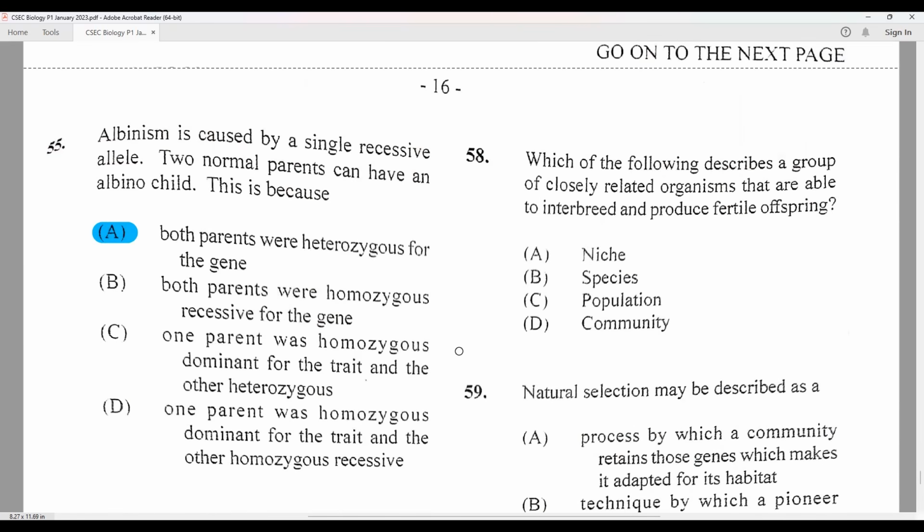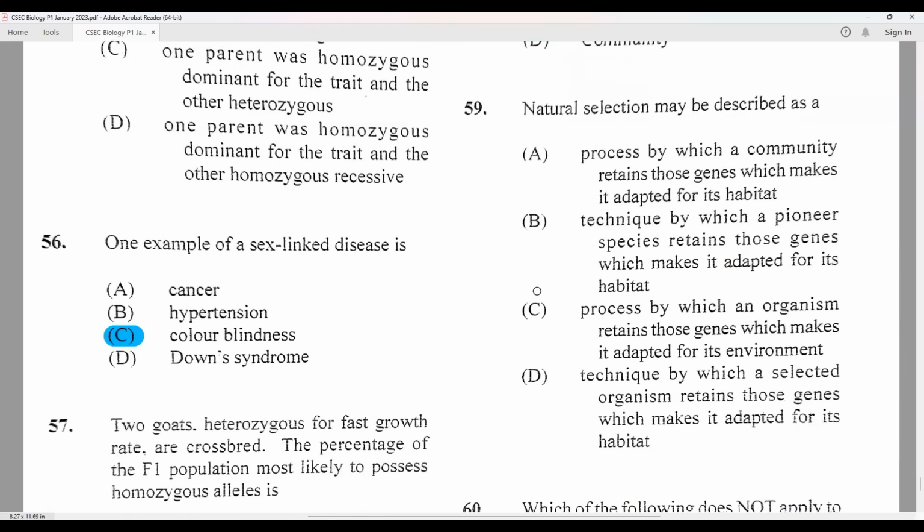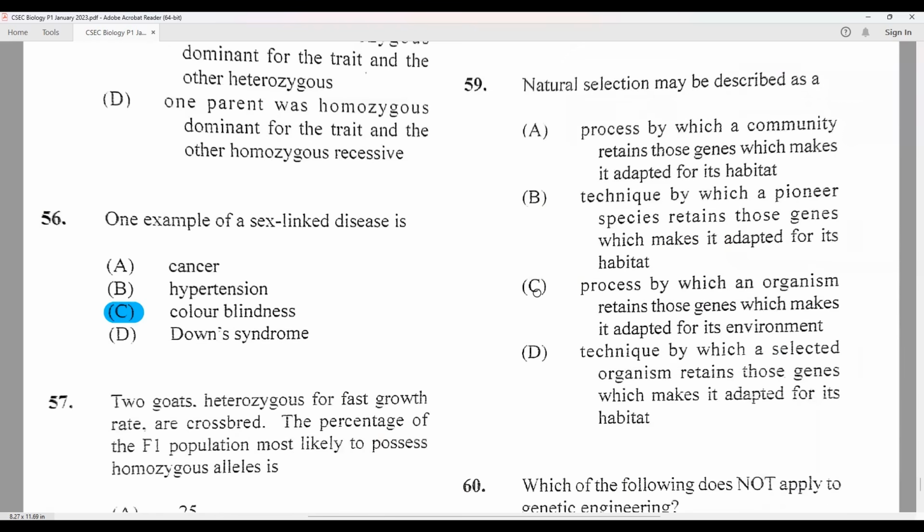58, which of the following describes a group of closely related organisms that are able to interbreed and produce fertile offspring? That's a species. 59. Natural selection may be described as, and you would take your time and read the answers, a process by which an organism retains those genes which make it adapted for its environment. You may simply know this as survival of the fittest.